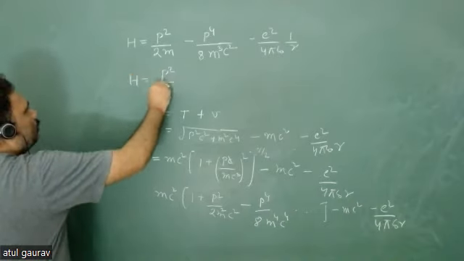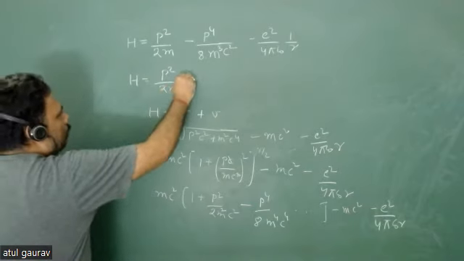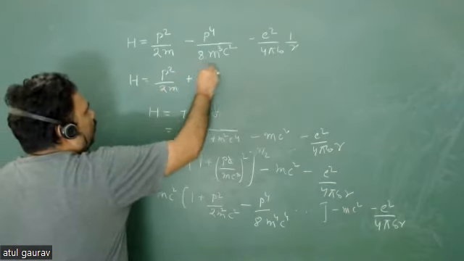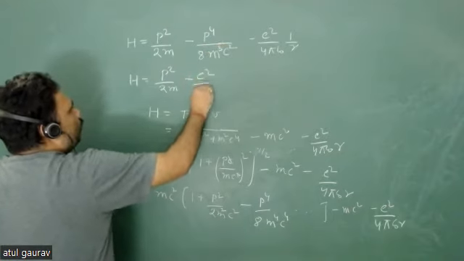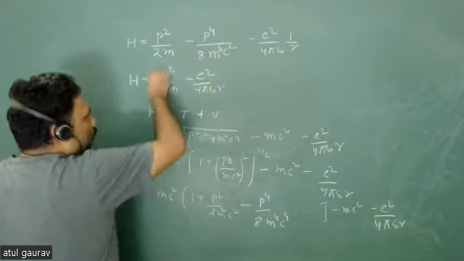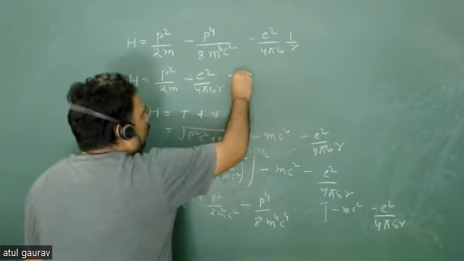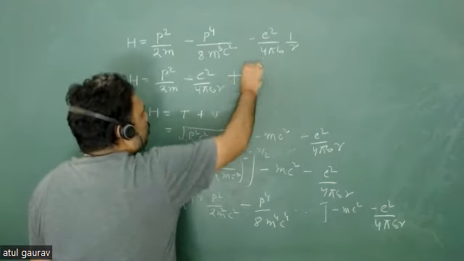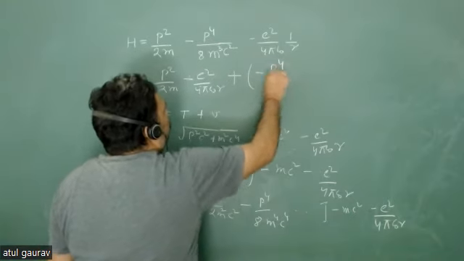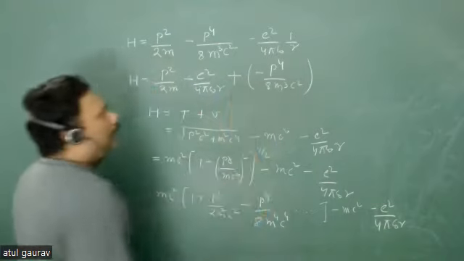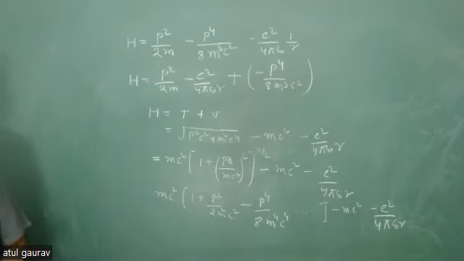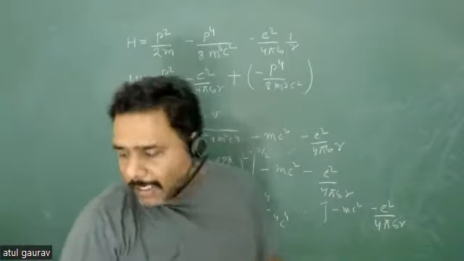So this is my original Hamiltonian, minus e square over 4 pi epsilon naught R. This is my original Hamiltonian, and this is my perturbed term, and this perturbed term is minus P to the power 4 over 8 m cube c square. Are you getting my point? Yes, sir. So now I can use this as my perturbation term.